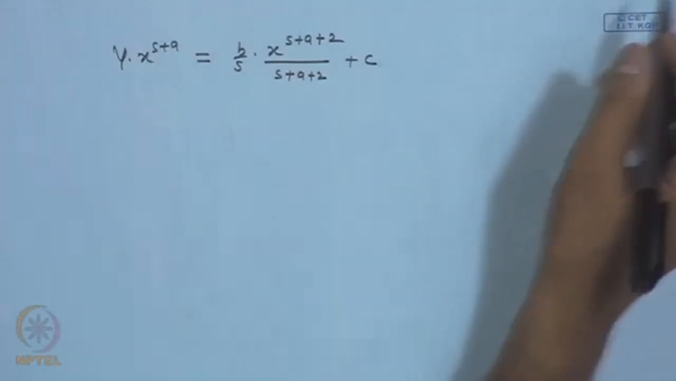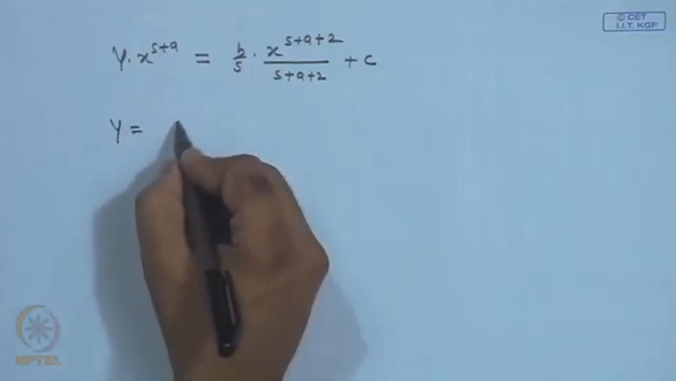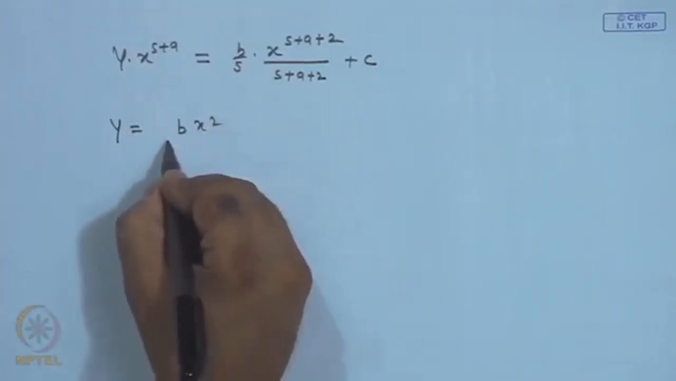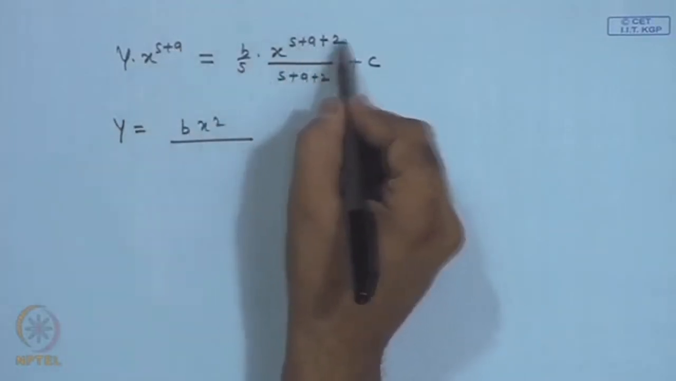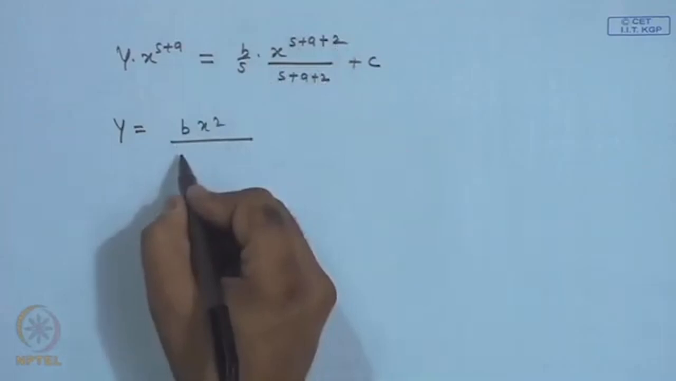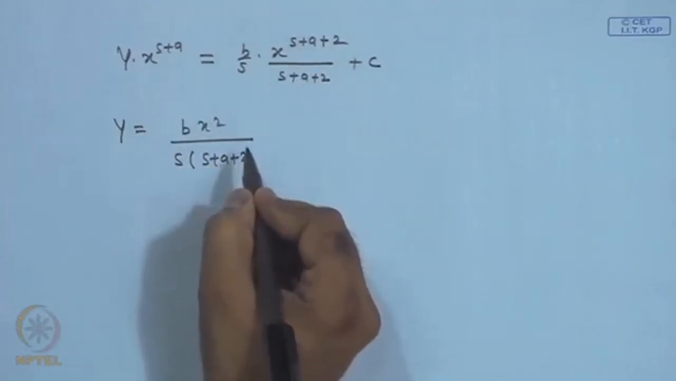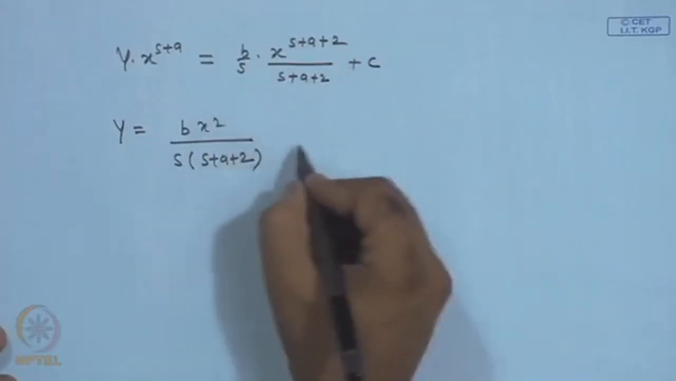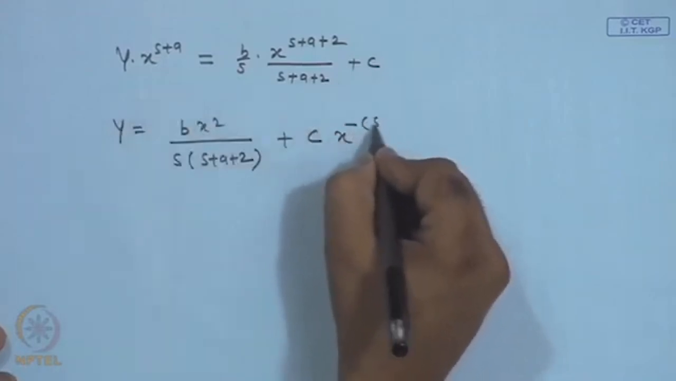Now, what we do here, we can take b x square over s plus a here, so the square term will be left. So, b over s and s plus a plus 2, and then we have the c term and x power minus s plus a.